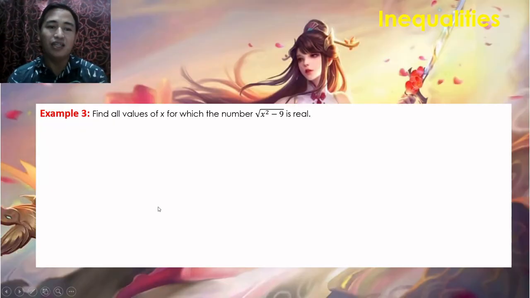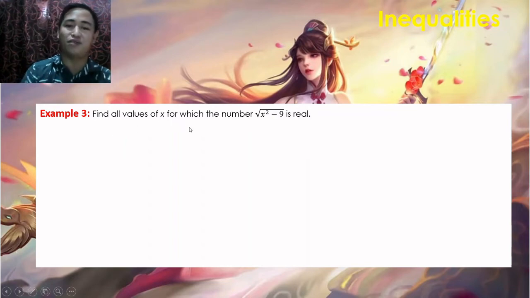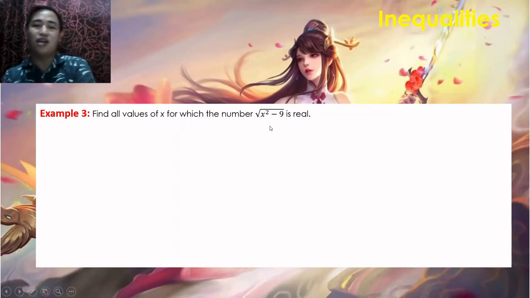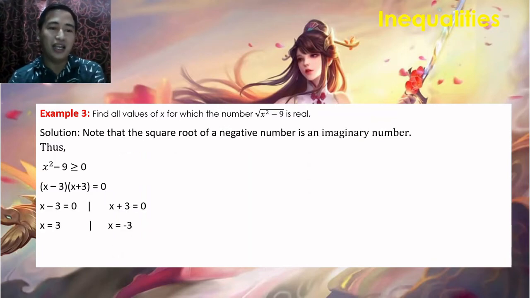Next, what if ang nasa sulod sa square root is quadratic expression? Find all values of x for which the number square root of x squared minus 9 is real. Lahi na ang way pag-solve. Again, note that the square root of a negative number is an imaginary number. Thus, ang nasa sulod should be greater than or equal to 0. So, x squared minus 9 is greater than or equal to 0.